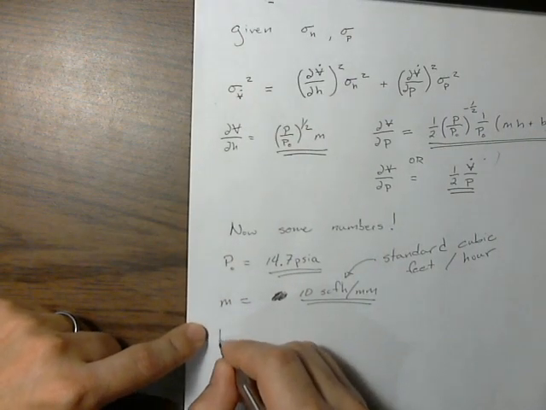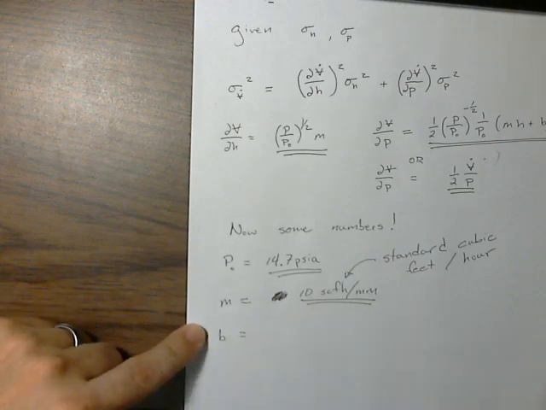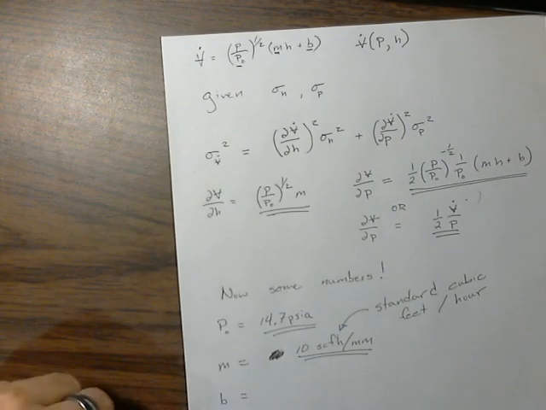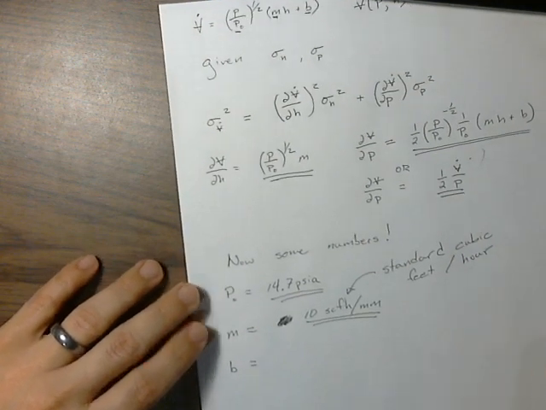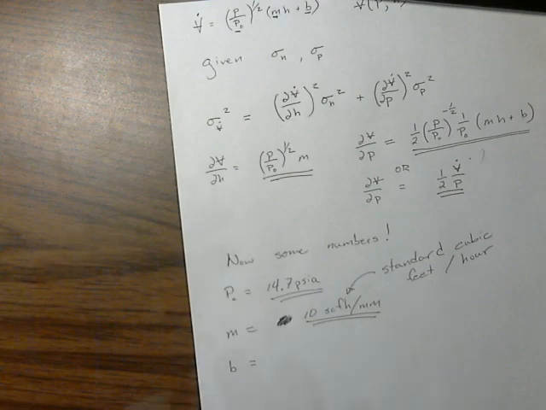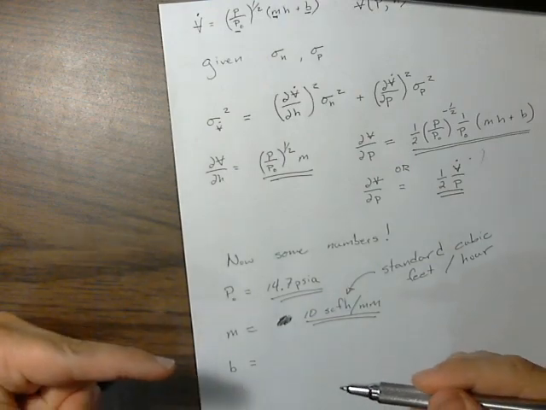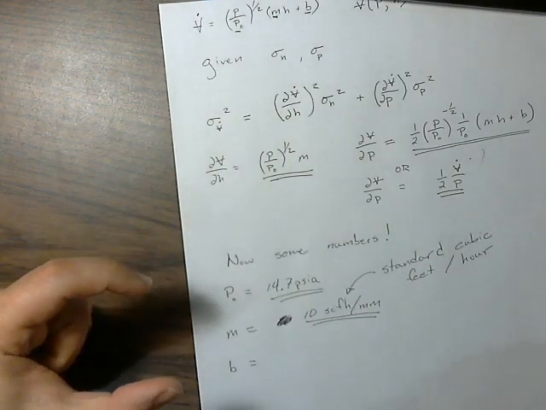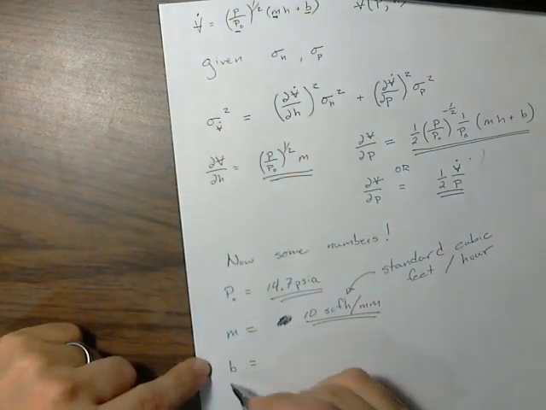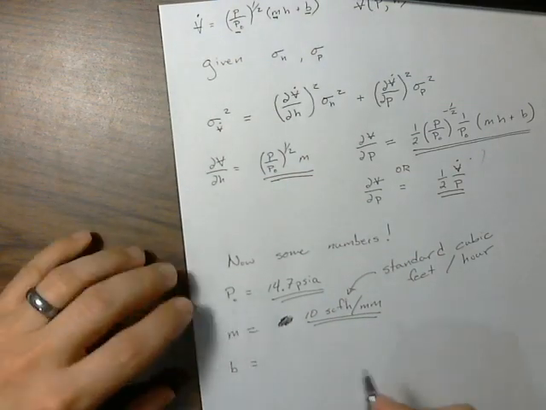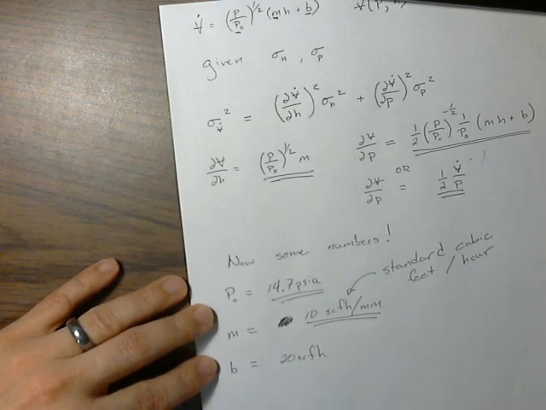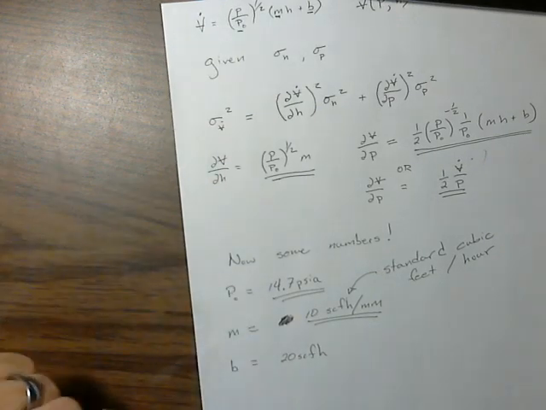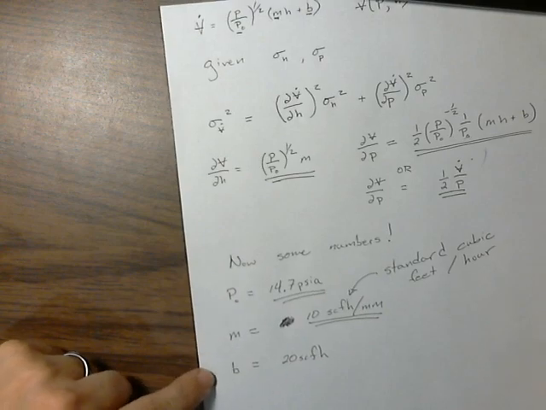All right. B is the offset, so this needs to be in SCFH. Basically, when it reads 0 millimeters, what is the flow rate? Usually, there's some minimum flow required to lift the ball up off of its seat, and if it's below that flow, you don't get any motion. So that tends to cause this offset B. Let's say that's some slow background flow rate of maybe 20 SCFH. There we go. Okay. And then we also need nominal readings.